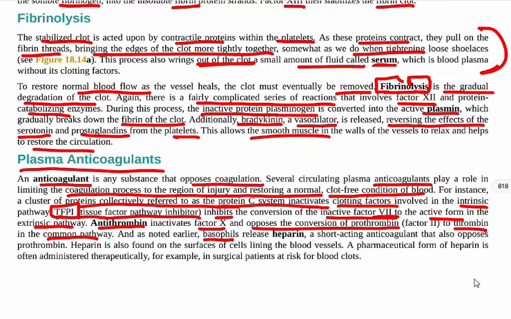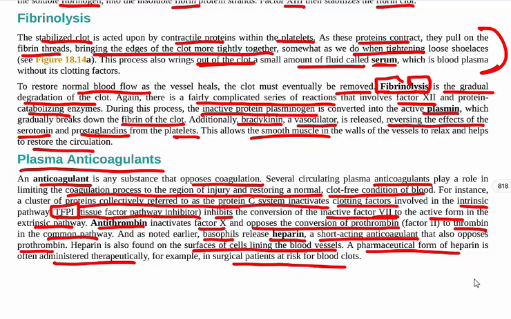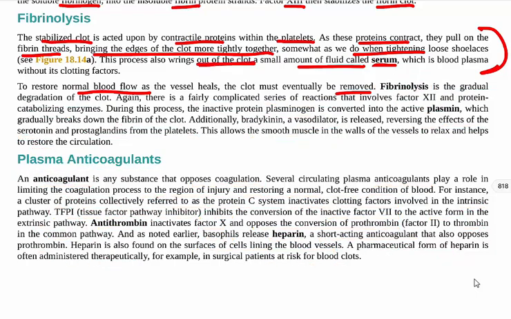Also, we have basophils that are going to release heparin, which we mentioned when we talked about the leukocytes. So this heparin released by the basophils is a short-acting anticoagulant, and that also works against or opposes prothrombin converting to thrombin. This is found also on the surfaces of cells lining the blood vessels. And you may have heard of the pharmaceutical form of heparin, which is often administered therapeutically to surgical patients that are at risk for blood clots, to try to prevent those blood clots from happening.